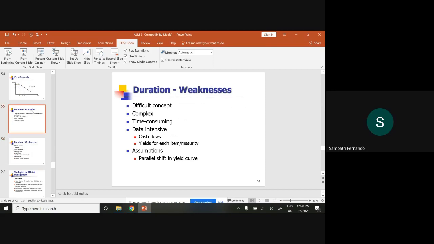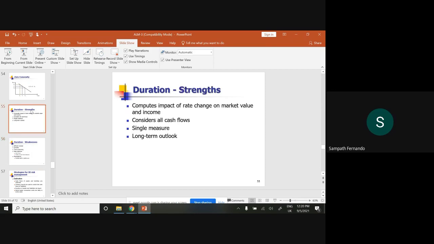So what does the DV mean, sir? DV1? Dollar value one. That means the BPV is the same? Yes. Basis point value.